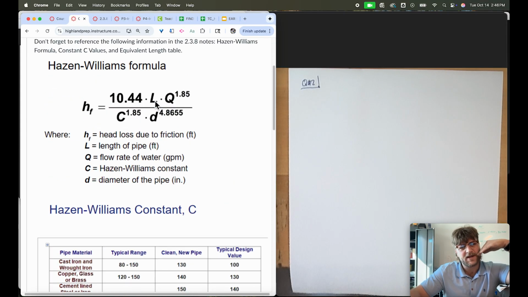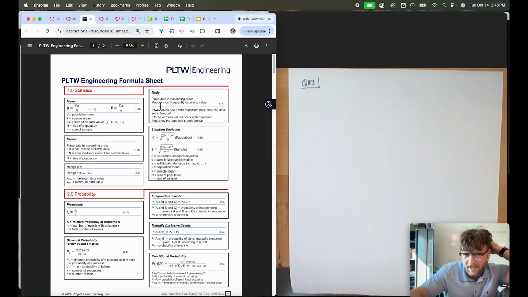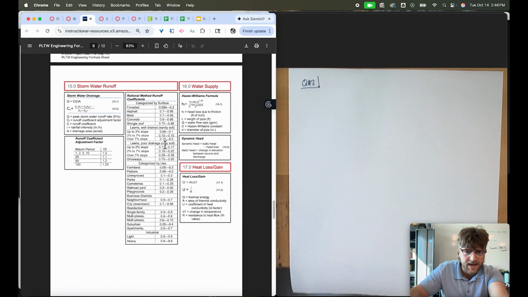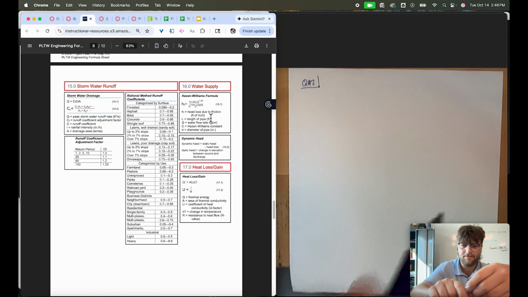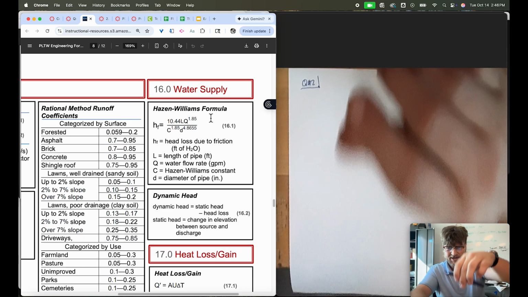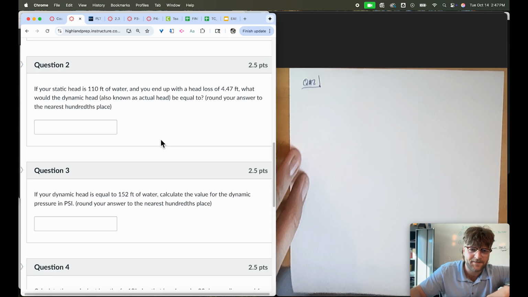So let's pop up here and get to our formula sheet. I want to bring that up in here. Now, what section are we going to be looking at? If we scroll down, we can see water supply. It's section 16, and in here we'll find any important equations that we're going to need to know. The equation that we're using here is going to be the dynamic head formula.